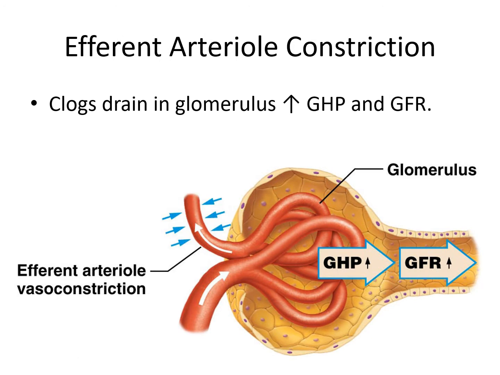Now, what if we have efferent arteriolar constriction? We constrict it on the outlet. Well, what happens is it clogs the drain, builds up pressure in the glomerulus, and this will increase glomerular hydrostatic pressure and increase glomerular filtration pressure.